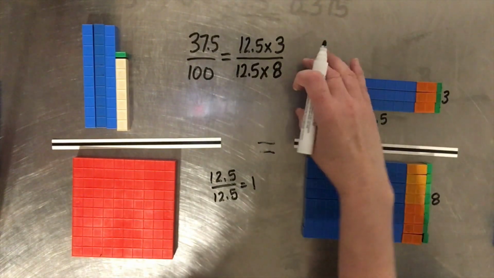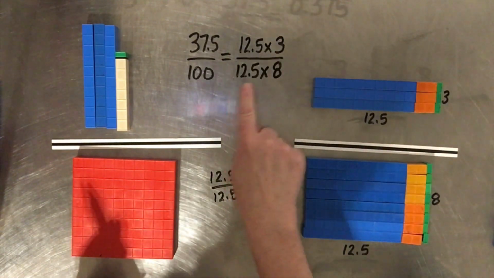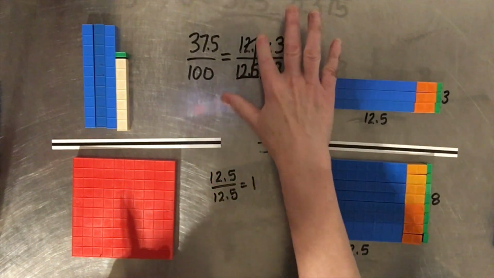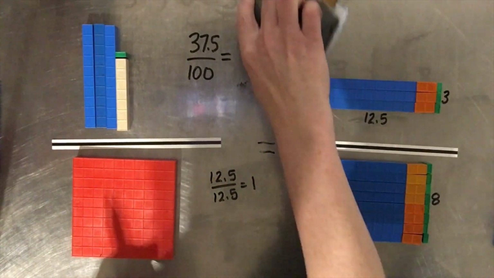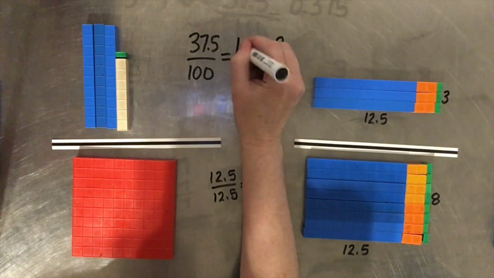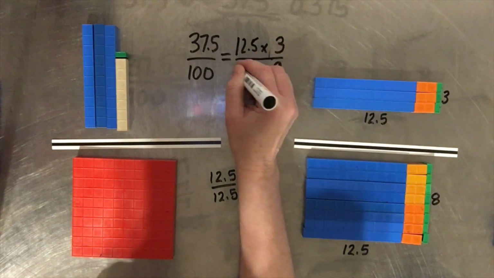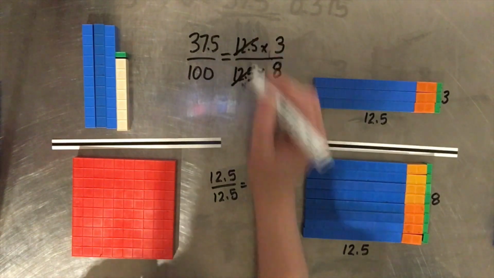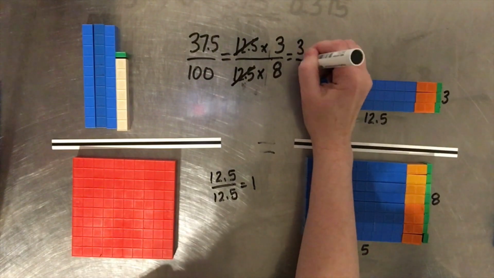Because this here is a hidden 1, what we can do is either write a 1 right through it, or we just get rid of it, and we're left with 3/8. Another way to do it is to put 12.5 on the top times 3/8 and 12.5 on the bottom times 3/8, and you can just cross it out like that because it's just a 1. What you're left with is 3/8.